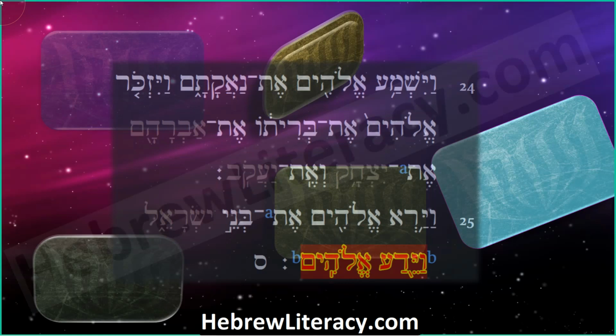Is it nif'al, imperfect? You know that's a very good guess. Very good guess. In this case, it's not. But that's a good guess because you saw the noon and you think it's a prefix there. Yeah, it's actually a noun. It's actually a noun. But that was a great guess.